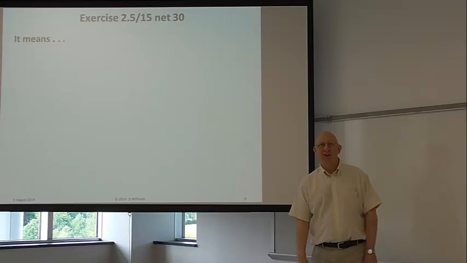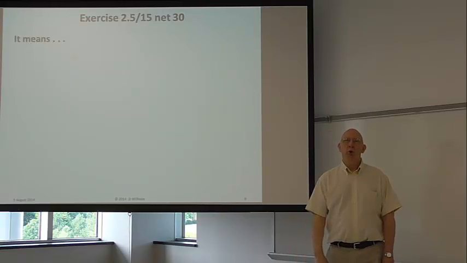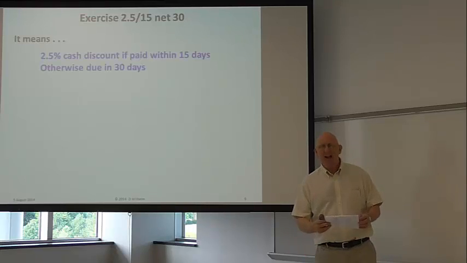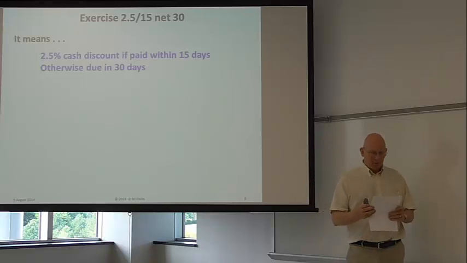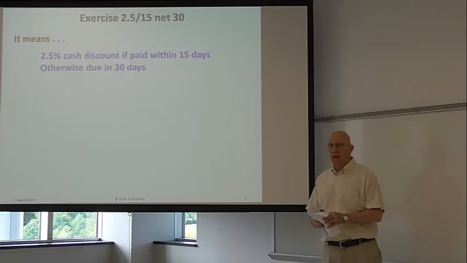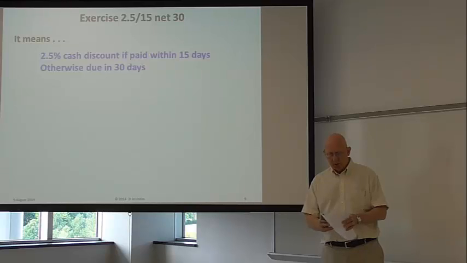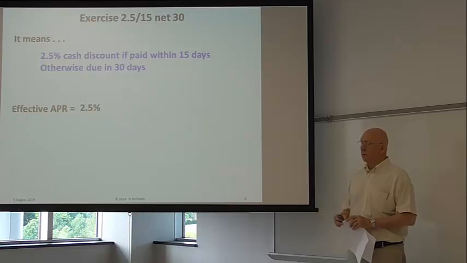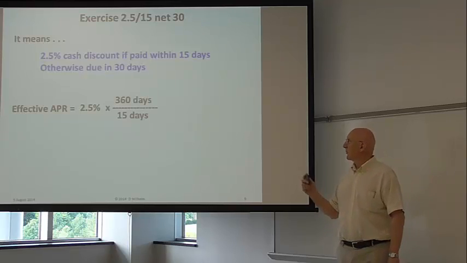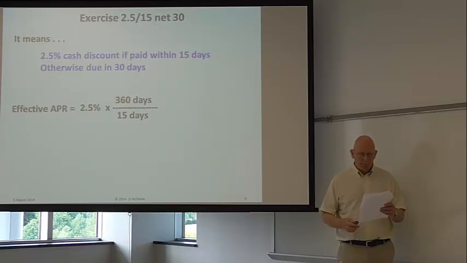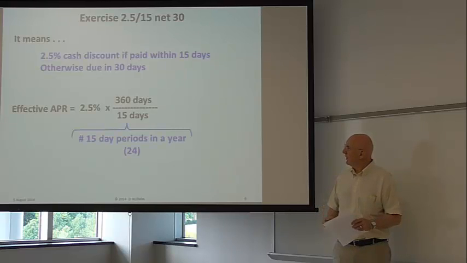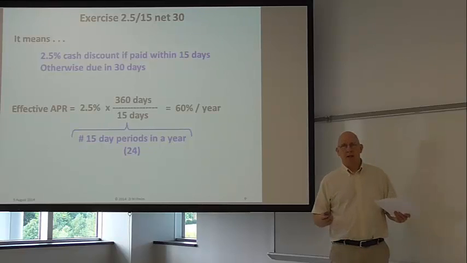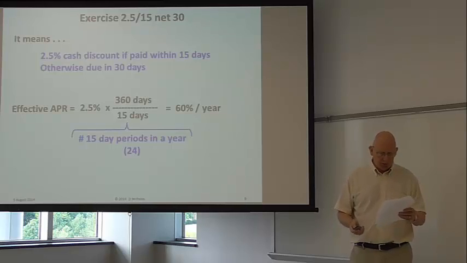5, 4, 3, 2, 1. It means a 2.5% cash discount if paid within 15 days. Otherwise, it's due in 30 days. The calculation: 2.5% times 360 over 15. And that's the number of 15-day periods in a year, which is 24. Multiply those out, the annual percentage rate is 60% per year.